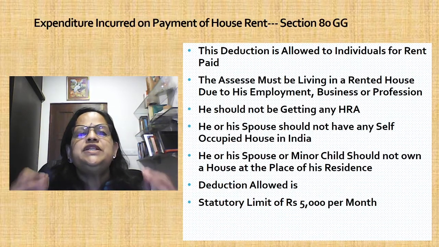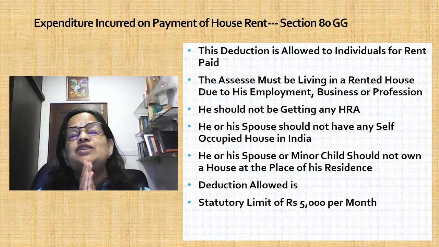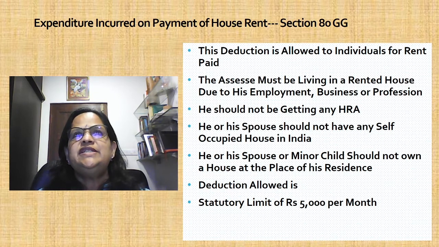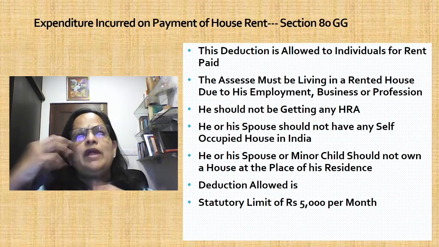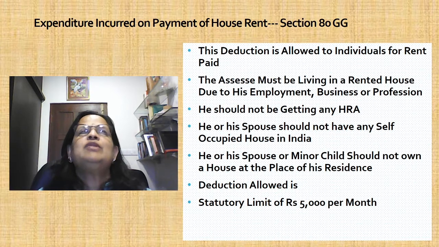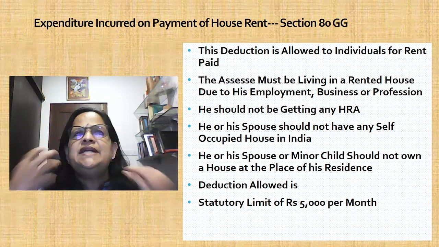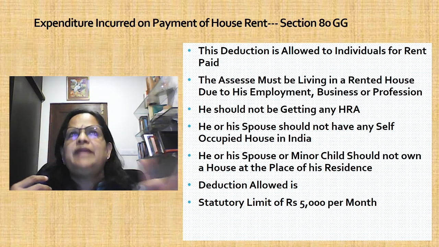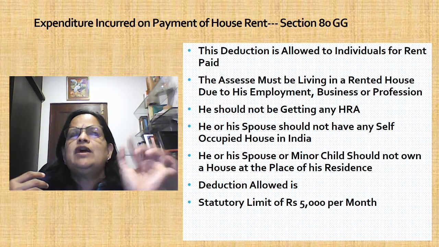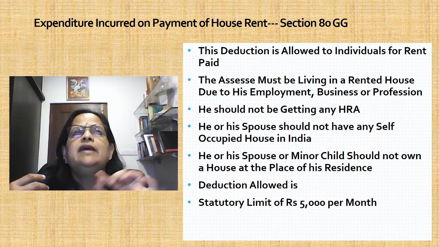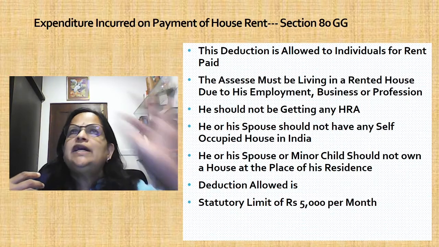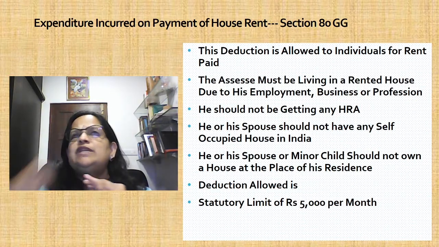Now, expenditure incurred on payment of rent. This section is very, very important. Section 80GG. This will be there for computation and the theoretical aspect also. This is very, very important. One important point I want to tell you about this section is, usually in the case of HRA, house rent allowance, we have learned in the salary chapter: actual HRA received, less exempt list of the following.